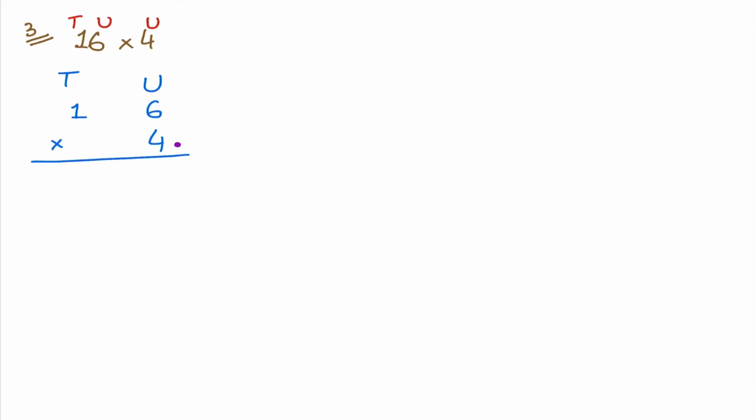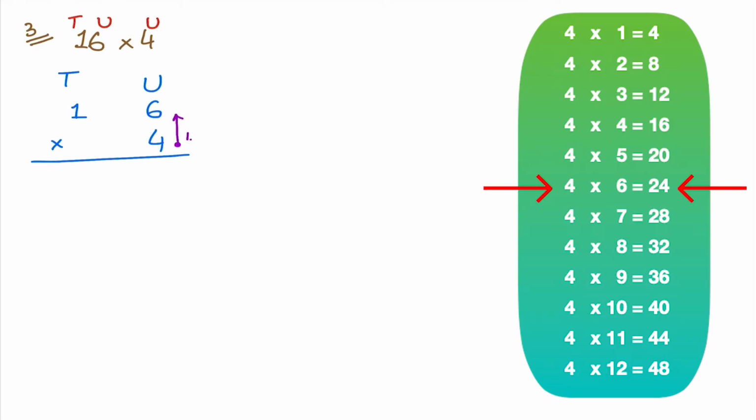Now again, the first step that you will do is multiply the unit digit at the bottom to the unit digit at the top. From the table, you can easily see that 4 times 6 is 24. How many digits does this number have? This number has 2 digits. This is units and this is tens.